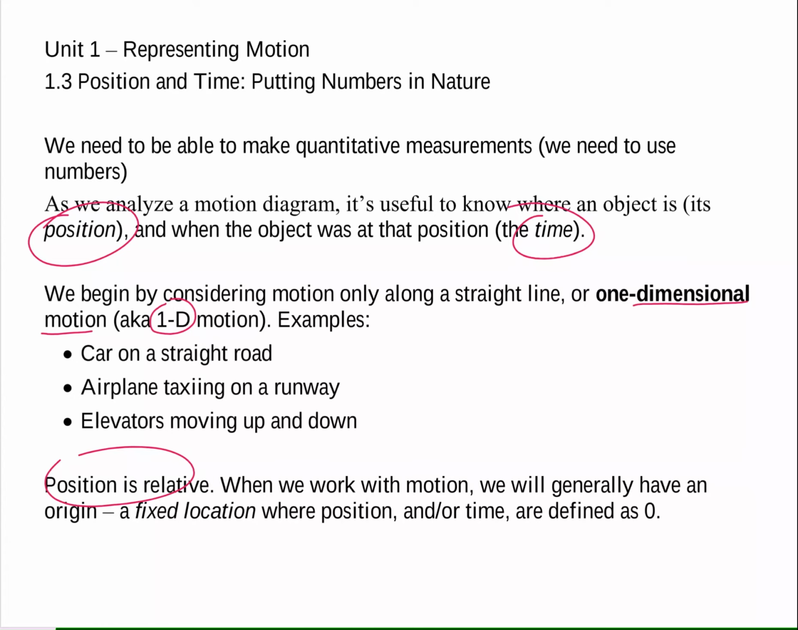All right, when we work with motion, we're generally going to have an origin, a fixed location where the position and/or time is defined as 0. So we want to define the position as 0. We want to define the time as 0 also, okay? So we're working with more than just position in this class. When was time 0? Where was the position 0, okay?